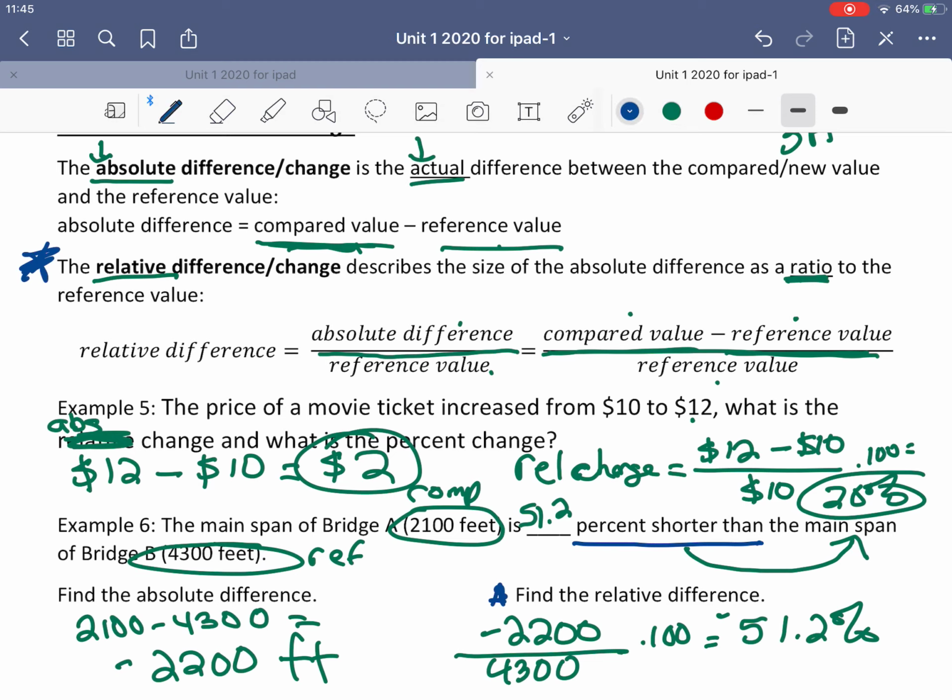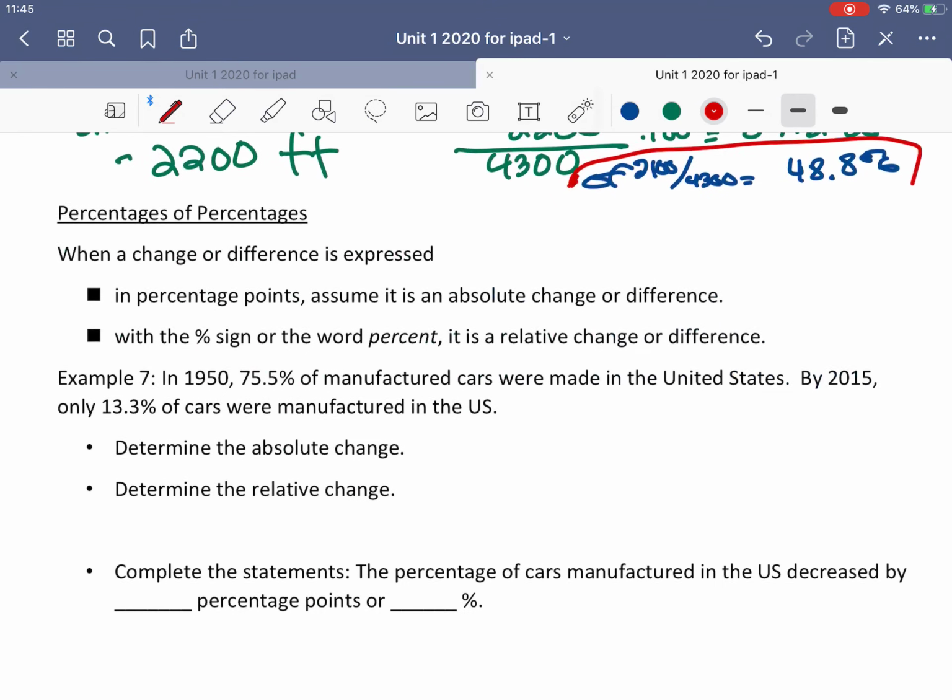Interestingly, if I were to find the percent of here, that would be 2100 divided by 4300, which would be 48.8%. This is of, this is not an answer. No, that's why it's in red. Not an answer, but notice then the percent of is one part and the percent less than is the other part. Remember, because less than tends to mean that I have subtracted them.